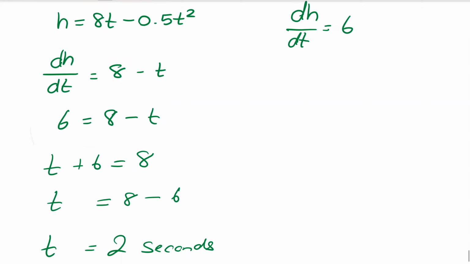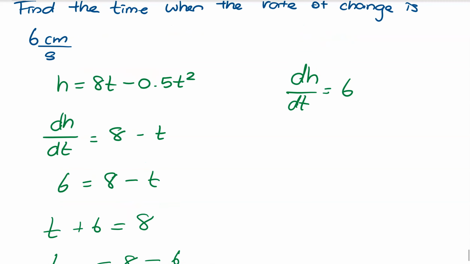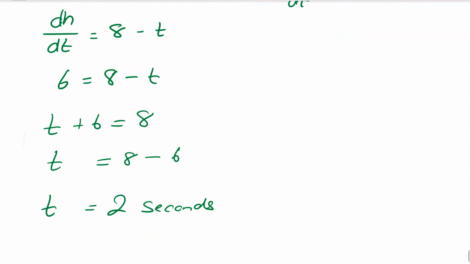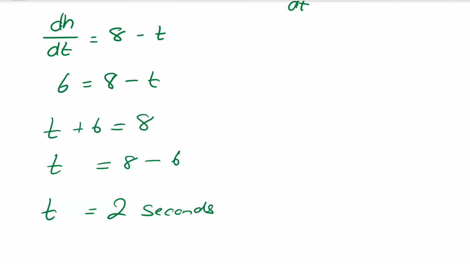So it will take 2 seconds for the rate of change to be 6 centimeters per second. So that's how long it will take. And that's how we determine the rate of change, or find the time if we're given the rate of change. It's just that same idea of using the gradient function to determine what we're trying to find.